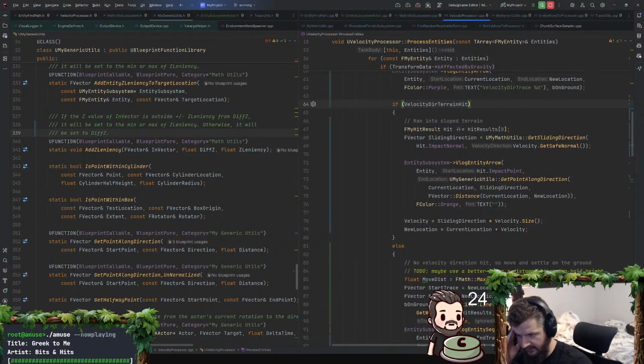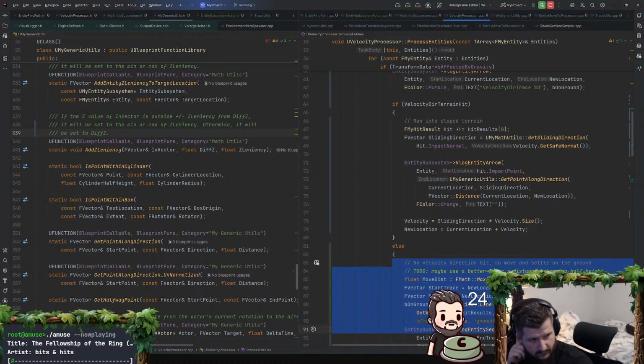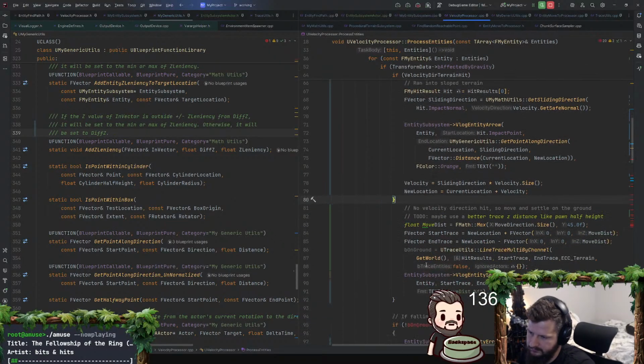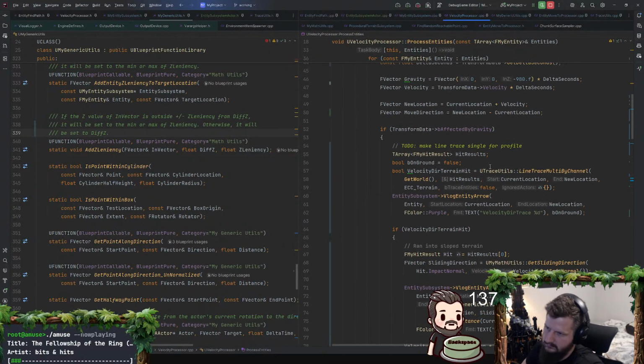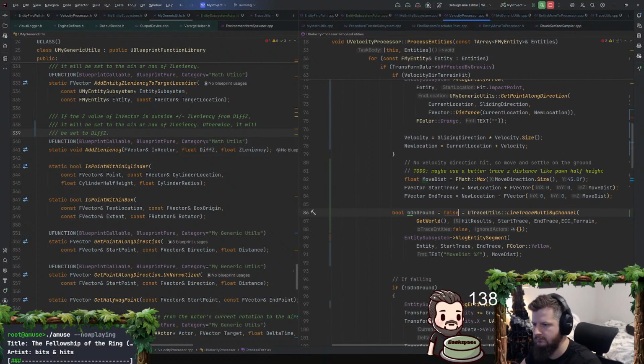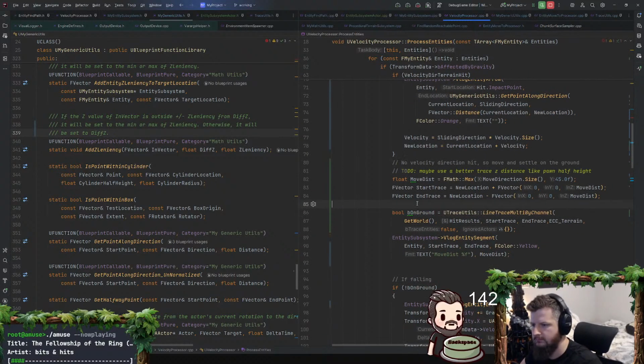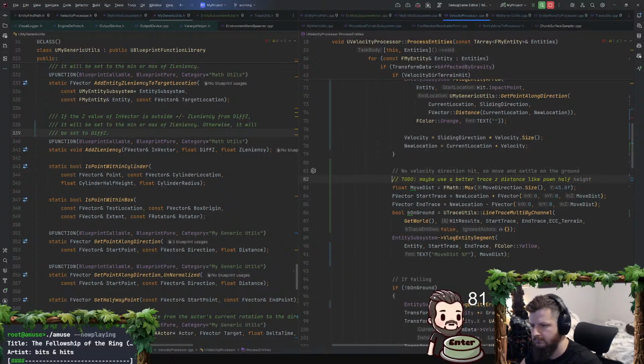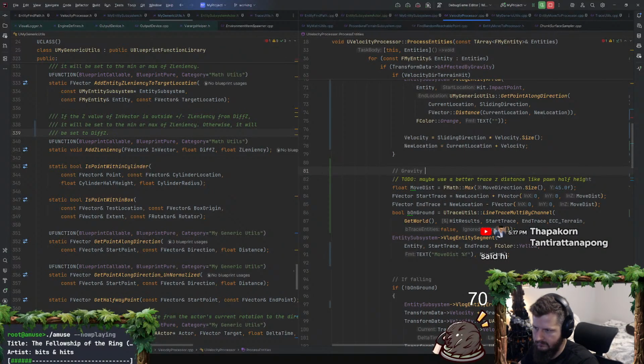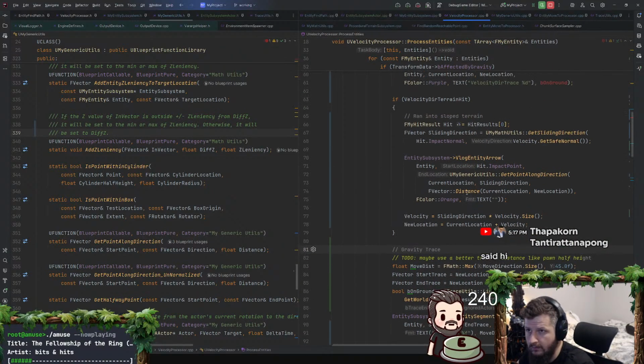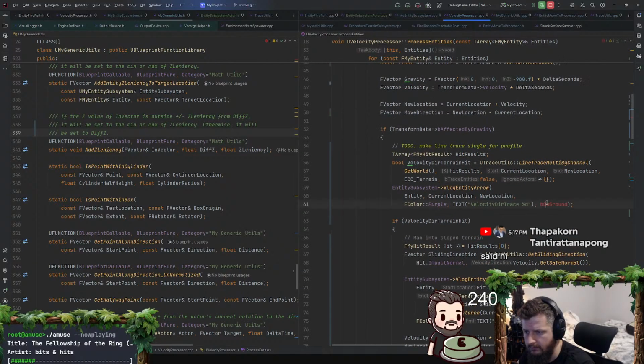I could wait for next frame to do the next trace, or I could just always do it. That would make me slide on the ground better. Let's just always do it. So this is like gravity trace. Velocity, dirt trace, hit.